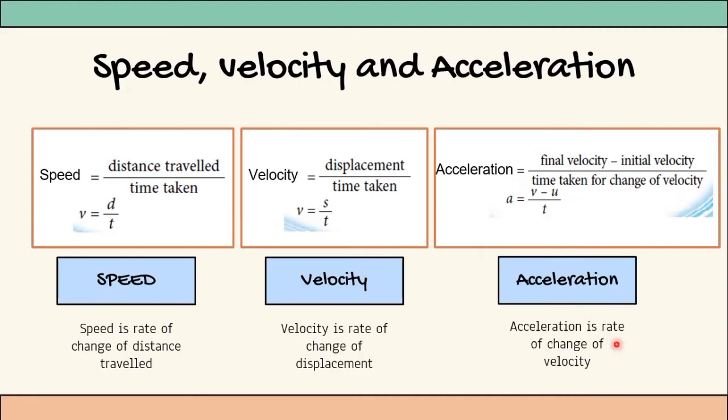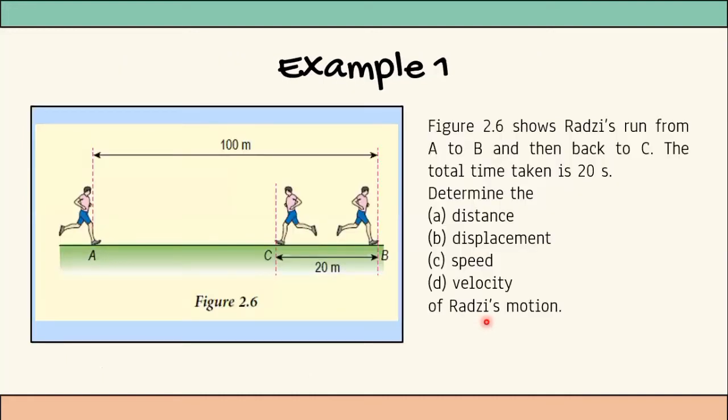This is usually how we determine the speed and velocity. Meanwhile, acceleration is a rate of change of velocity, where the formula used is final velocity minus initial velocity, divided by time taken for change of velocity. So let's see one by one how to determine speed, velocity, and acceleration. Let's see this example one.